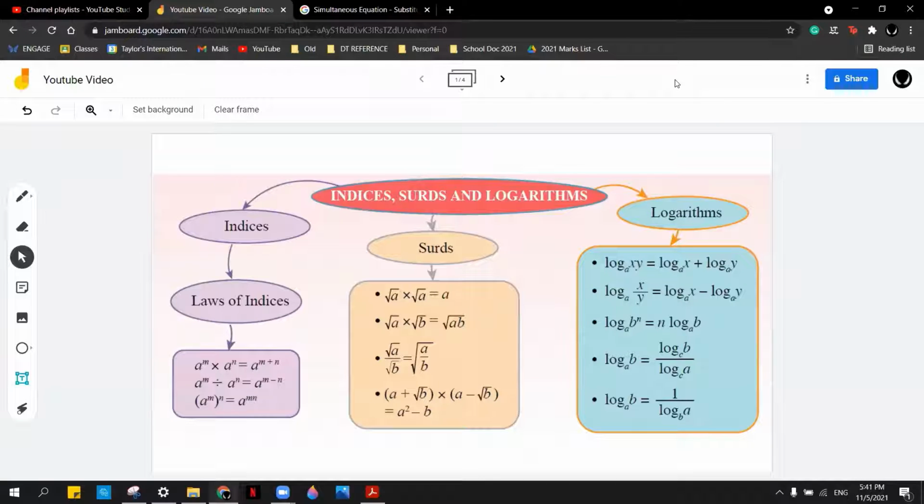Hi everyone. Today we're going to discuss indices, surds and logarithms.